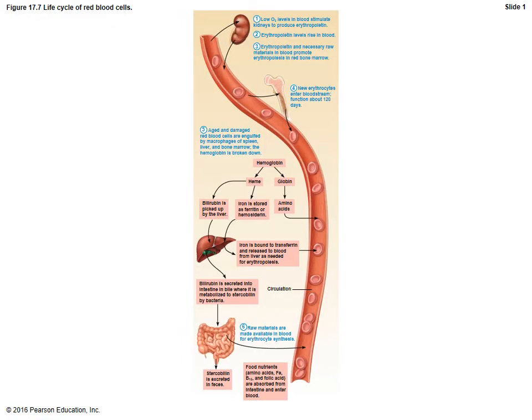Now here's a really nice image. This is figure 17.7, and it basically takes a look at the life cycle of the entire red blood cell. So it starts off with the production of the red blood cell, so erythropoiesis, and then it walks you through what happens whenever you have an aged or damaged red blood cell, and how you break down the different components and what happens to the building blocks of it.